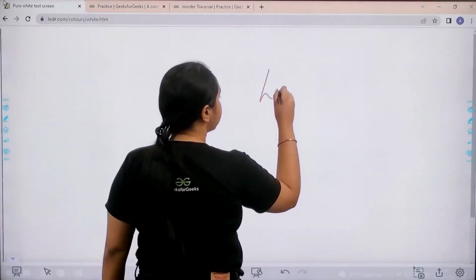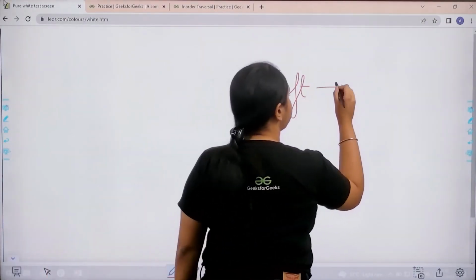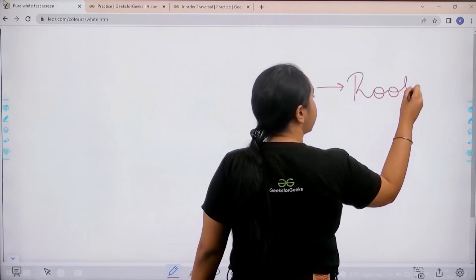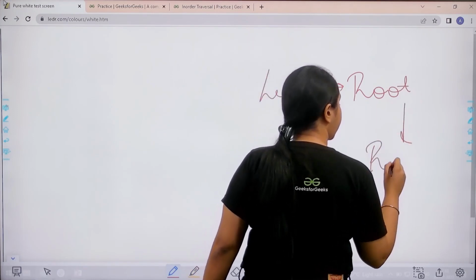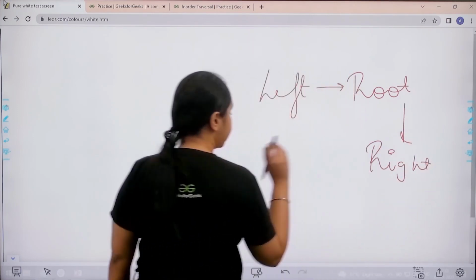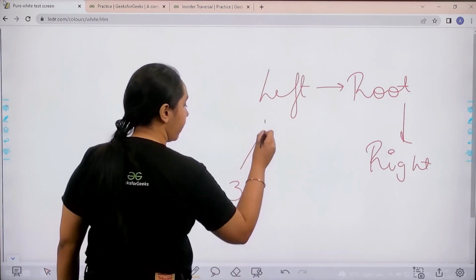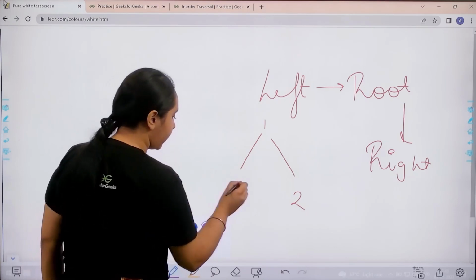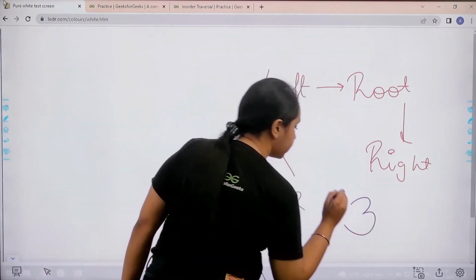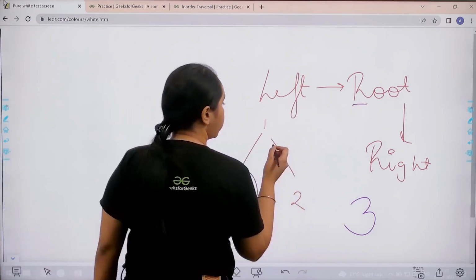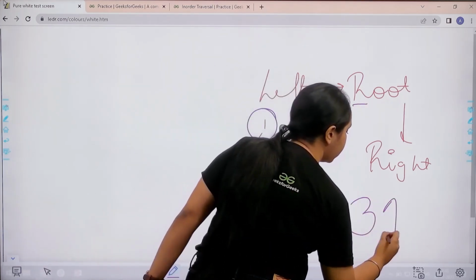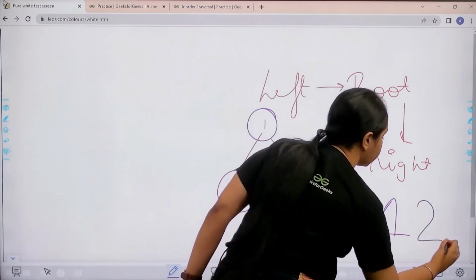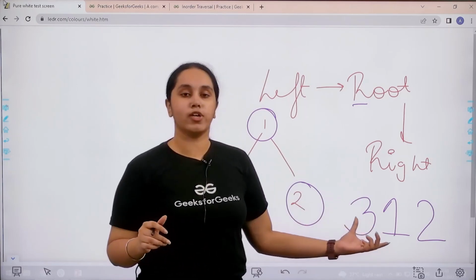Inorder works as left node, then the root node, and at the last you go to the right node. Let's say I have an example: 3, 1 and 2. First I go to the left node, that is 3. Then I go to the root node, that is 1. So 3, 1. Finally I go to the right node, that is 2. So here it would be 3, 1, 2, and this is the Inorder Traversal.